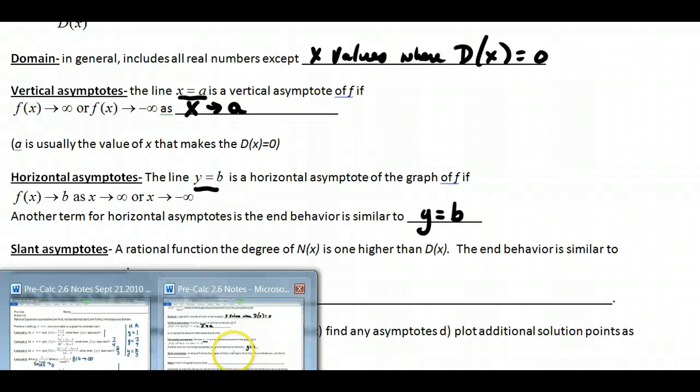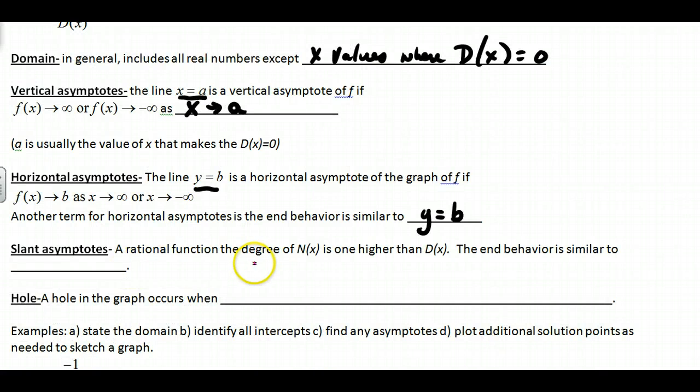All right, now going back to the sheet. Slant asymptotes. That's when the degree of the numerator is 1 higher than the denominator. And this end behavior, well, what if you divide a cubic divided by a quadratic? You're going to end up with a linear. Okay? And so you could say y equals mx plus b.